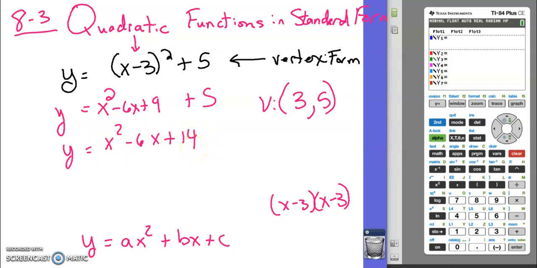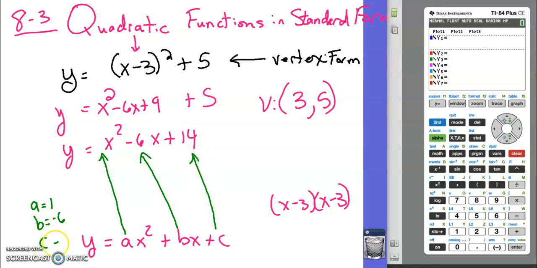So notice the A is 1, the B is negative 6, and the C is 14. All right, and again, it's good to recognize the A, B, and C for several reasons as we come along. Now, standard form is very common. Matter of fact, it's more common than the vertex form that we learned already.